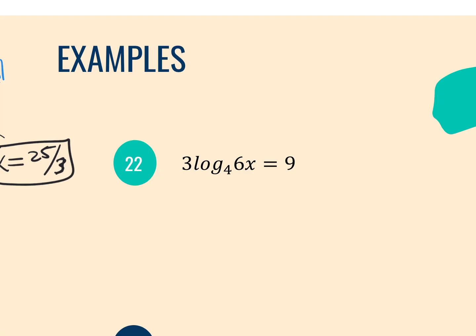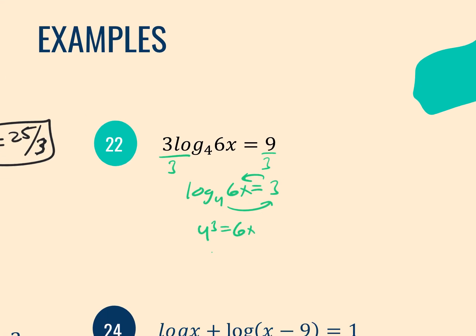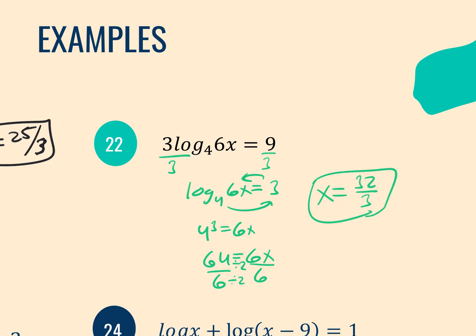Again, what I would do is I would just divide both sides by 3, and then we get log base 4 of 6x equals 3, and then raise the 4 to the 3rd power, and that equals 6x, and then we get 64 equals 6x, and then divide both sides by 6, and these are both divisible by 2. And so I get x equals 32 over 3, and then when you plug it in, you do get just one answer, and it's a valid solution.